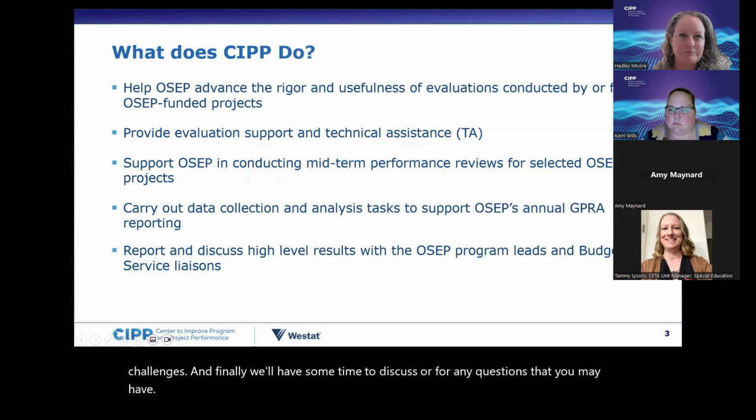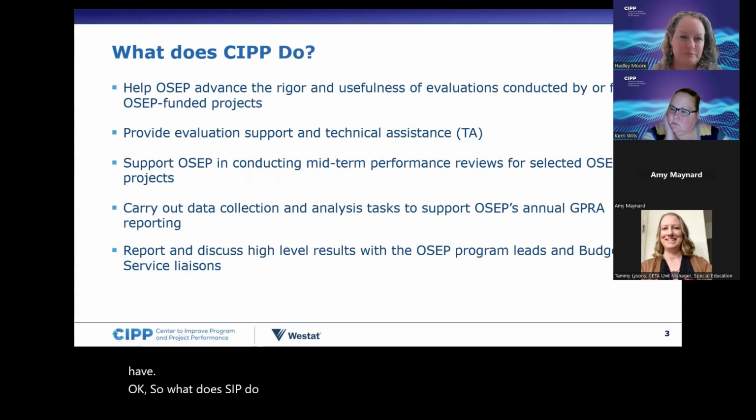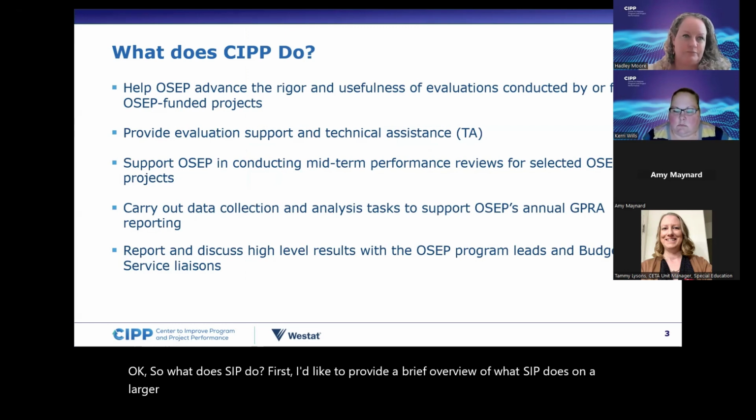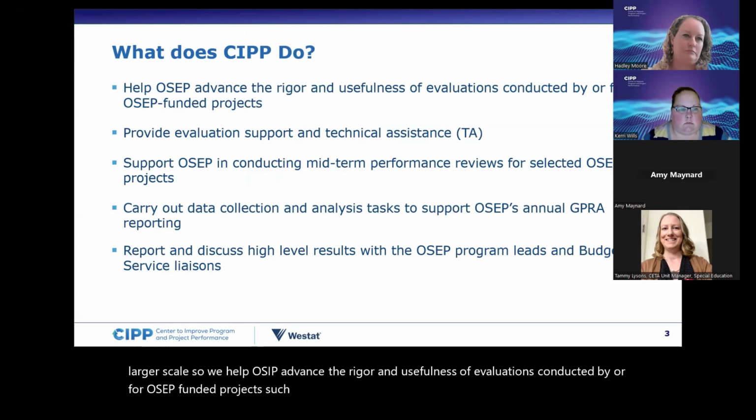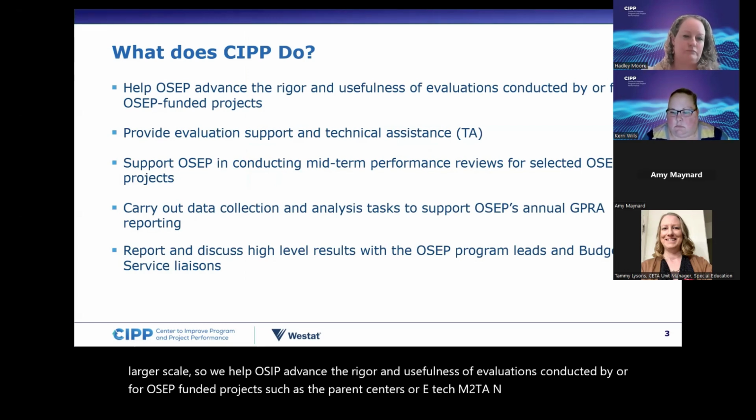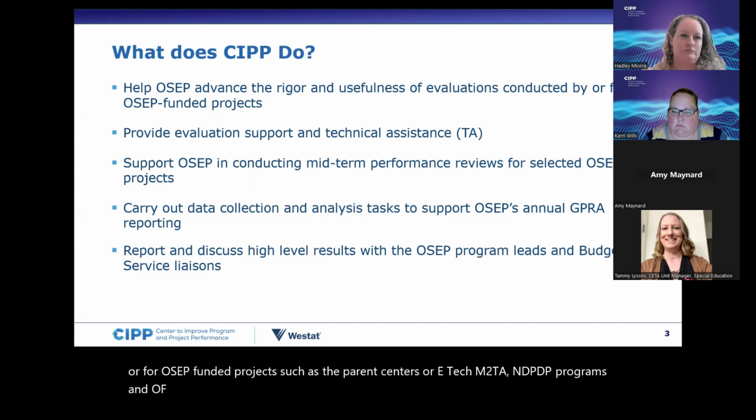So what does CIPP do? First, I'd like to provide a brief overview of what CIPP does on a larger scale. We help OSEP advance the rigor and usefulness of evaluations conducted by or for OSEP-funded projects, such as the Parent Centers or eTech-M2, TA&D, PDP programs, and of course, SPDG. We provide evaluation support and technical assistance.